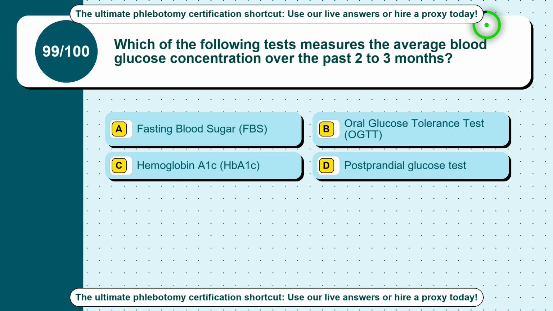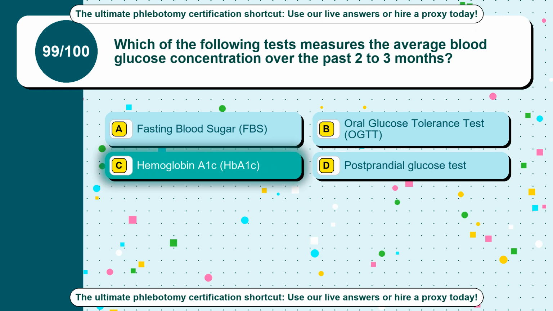Question 99. Which of the following tests measures the average blood glucose concentration over the past 2 to 3 months? Option A, fasting blood sugar, FBS. Option B, oral glucose tolerance test, OGTT. Option C, hemoglobin A1C, HbA1c. Option D, postprandial glucose test. The correct answer is option C, hemoglobin A1C, HbA1c.